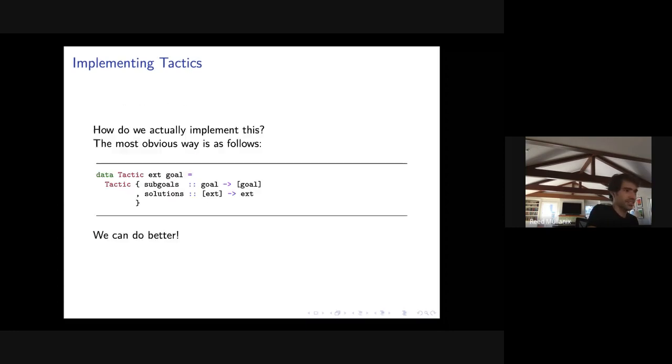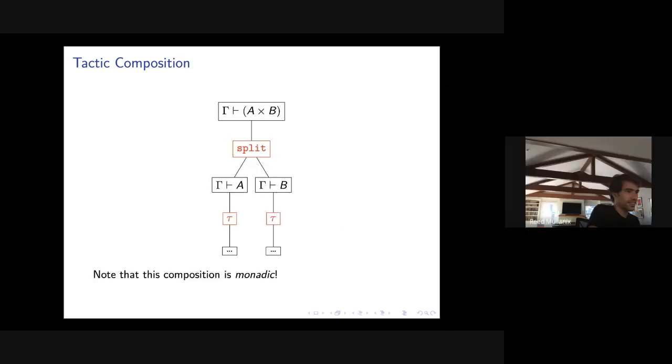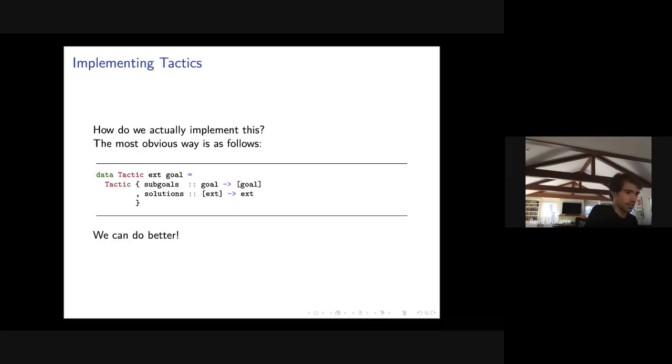So if we go back to this square diagram, the tree, we know what's going on the outside, but we don't know what's going on inside of that split box. We don't actually know how to implement that yet.